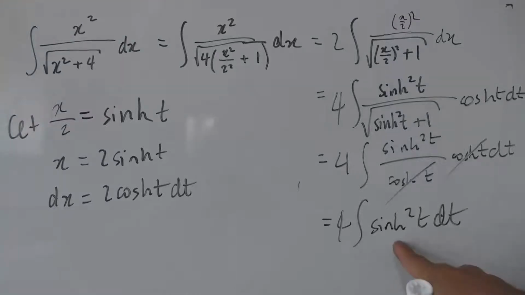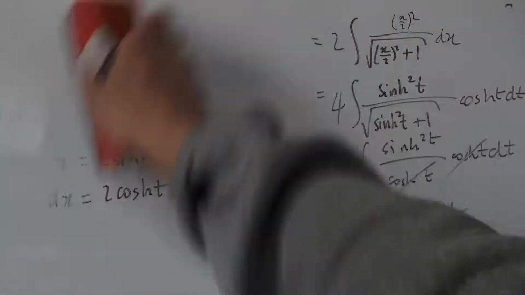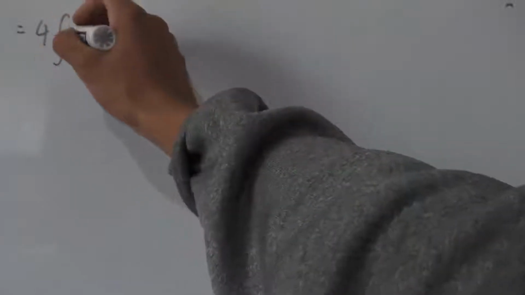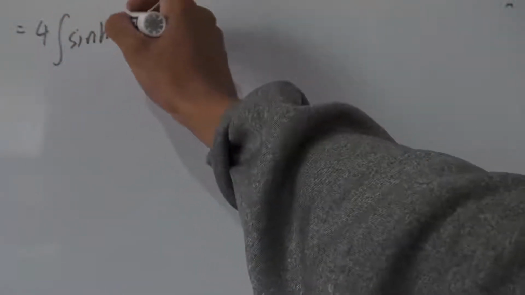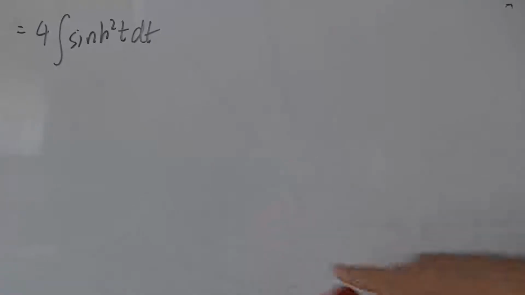So we can actually evaluate this using some hyperbolic identities. So let's just rub this stuff here out. I don't need it anymore, I don't think, except for the substitution. So let's just rewrite this a bit. So we have 4 times the integral of sinh squared of t dt. And this squared here is kind of annoying us, so I want to use some kind of identity to get rid of this squared here.